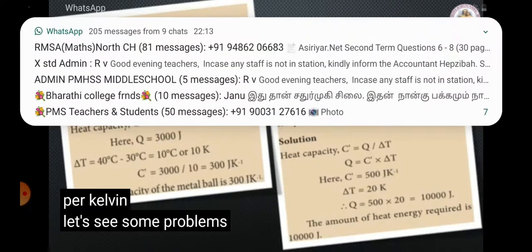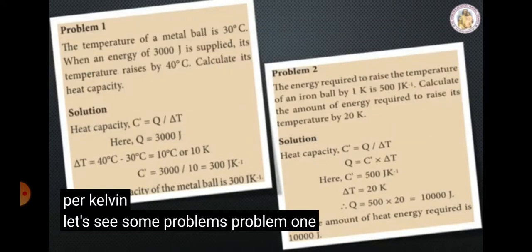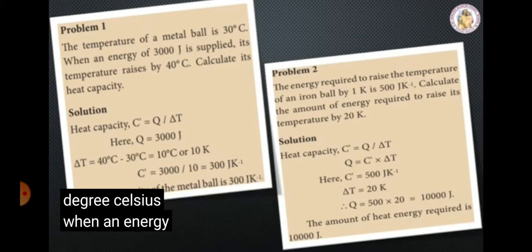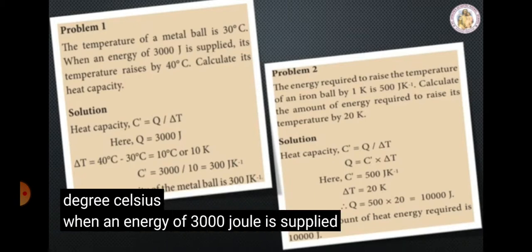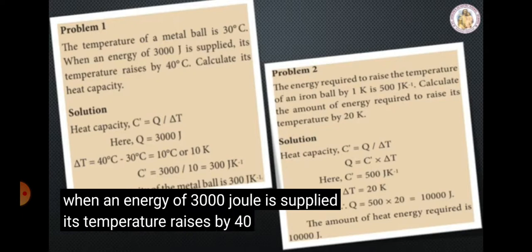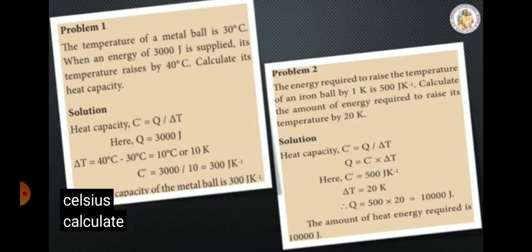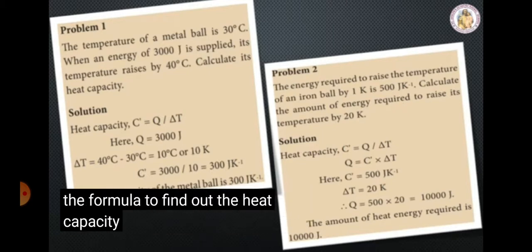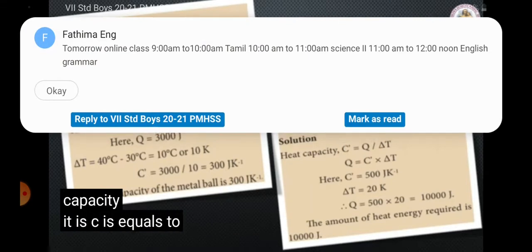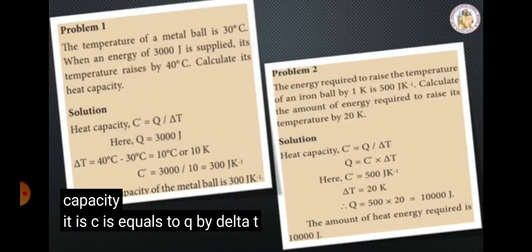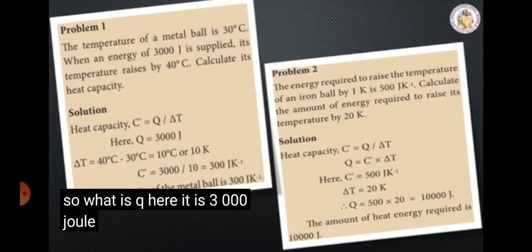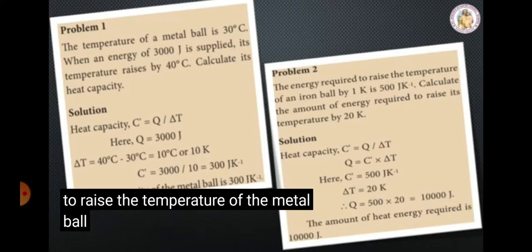Let's see some problems. Problem 1. The temperature of a metal ball is 30 degrees Celsius. When an energy of 3000 joule is supplied, its temperature rises by 40 degrees Celsius. Calculate its heat capacity. So what's the formula to find out the heat capacity? It is C is equal to Q by delta T. So what is Q here? It is 3000 joule, the energy required to raise the temperature of the metal ball.